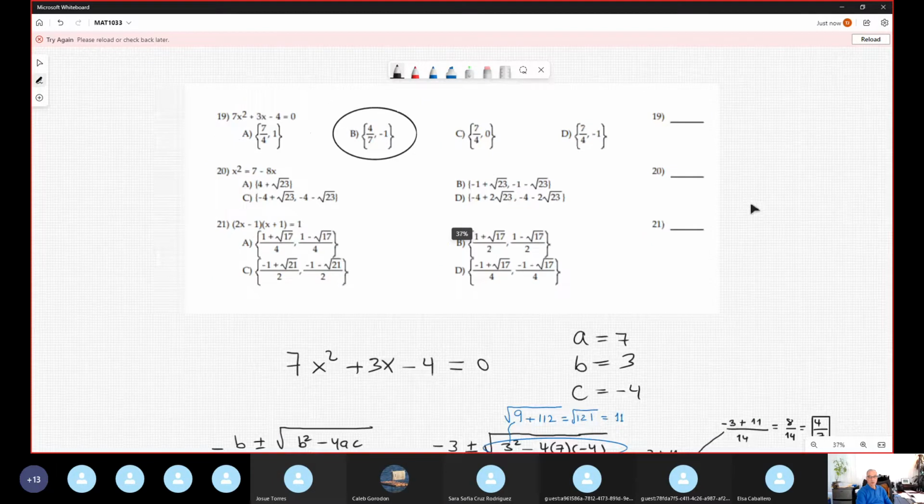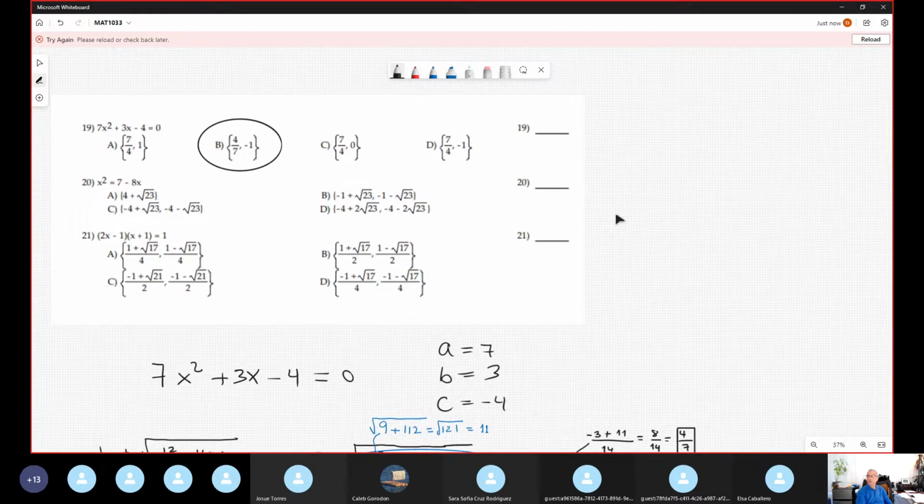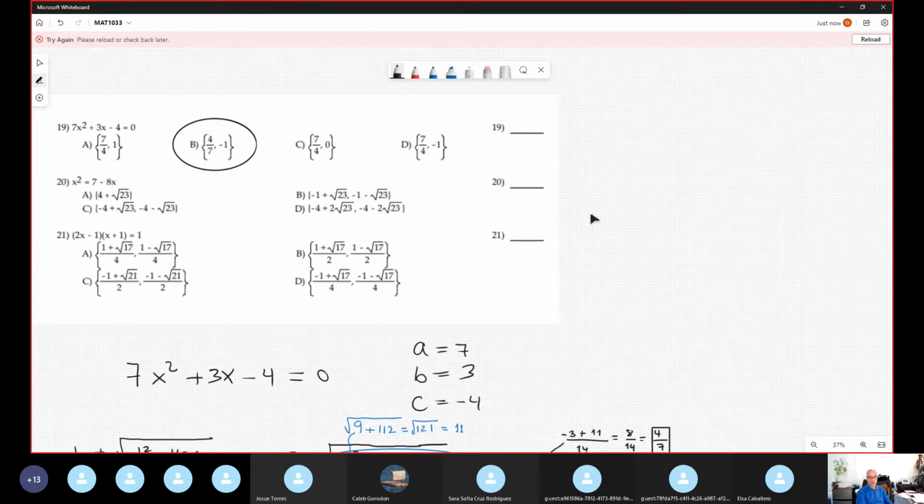Cool. I need participation for 20 and 21 because I am bored doing it by myself. 20 is x squared equals 7 minus 8x. What should I do? Help me, guys. Advise me, because I am lost. You need to organize the numbers because it's a quadratic equation. Exactly, putting it in standard form, right? So what is the action you should do? Organize how?